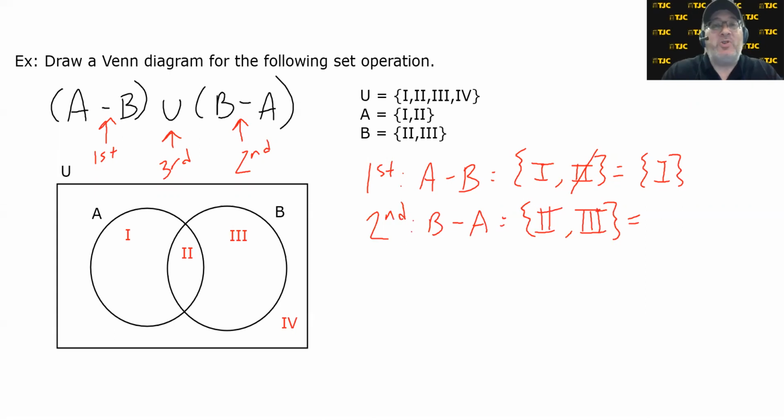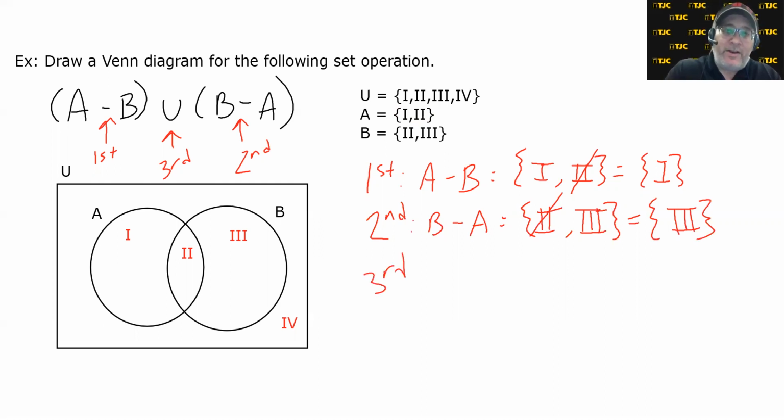But for B minus A, we start with set B, which contains regions 2 and 3. And then from that, we cross out anything that also belongs to set A. Set A containing regions 1 and 2 means I would cross out region 2, and that would leave me just region 3.